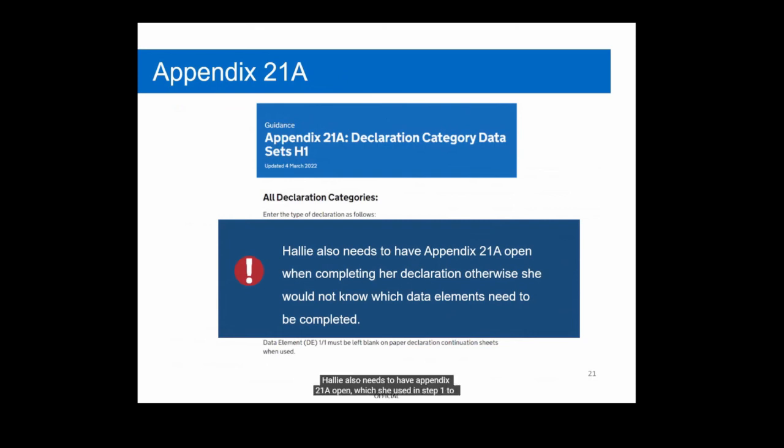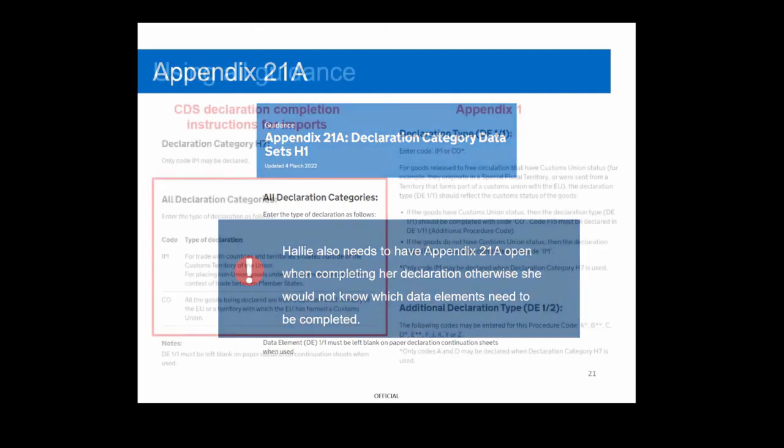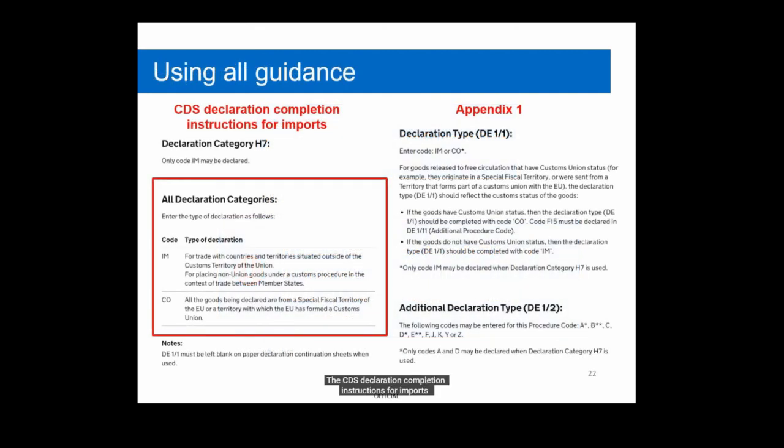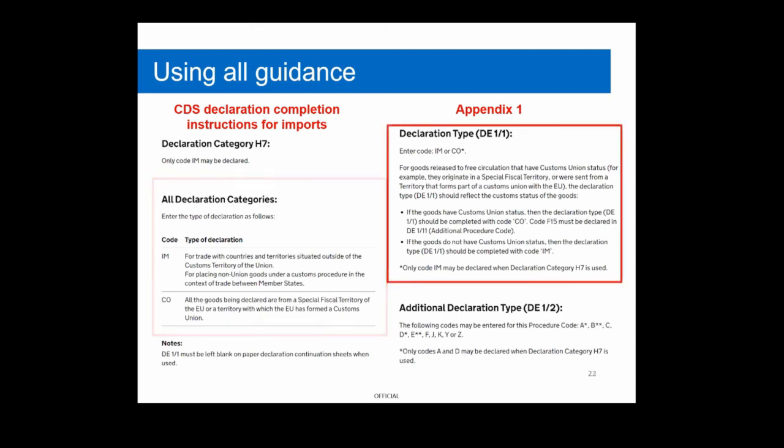Hallie also needs to have Appendix 21A open, which she used in Step 1 to identify her declaration category. She needs to have this open when completing her declaration to know which data elements need to be completed. The CDS Declaration Completion Instructions for Imports show that the possible values that can be imported into the declaration are IM and CO.